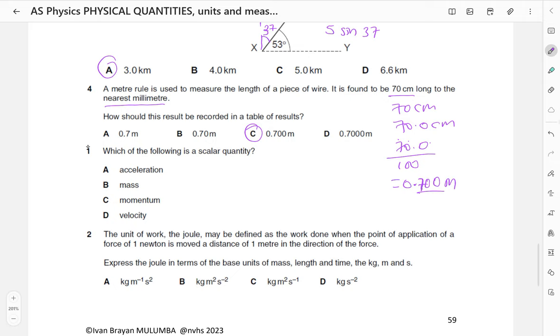The zeros which come after a non-zero digit in a decimal number are significant. So this is going to be the most appropriate value. That is how the student will record it in the table.